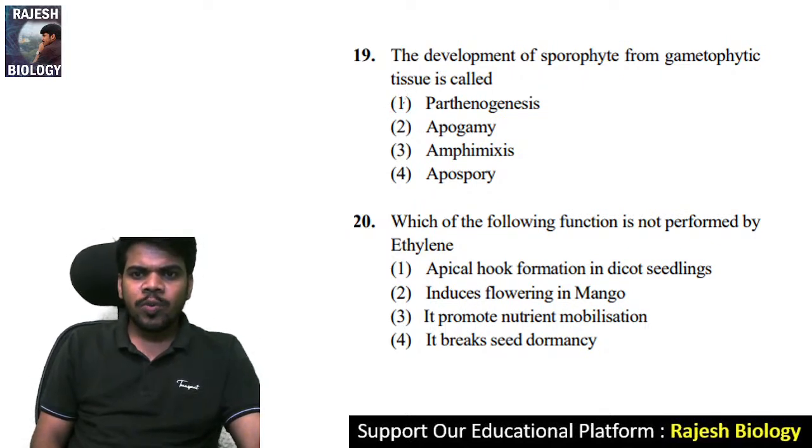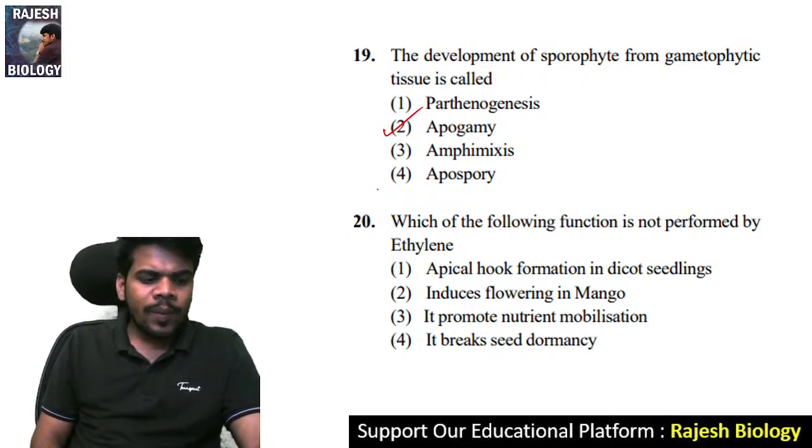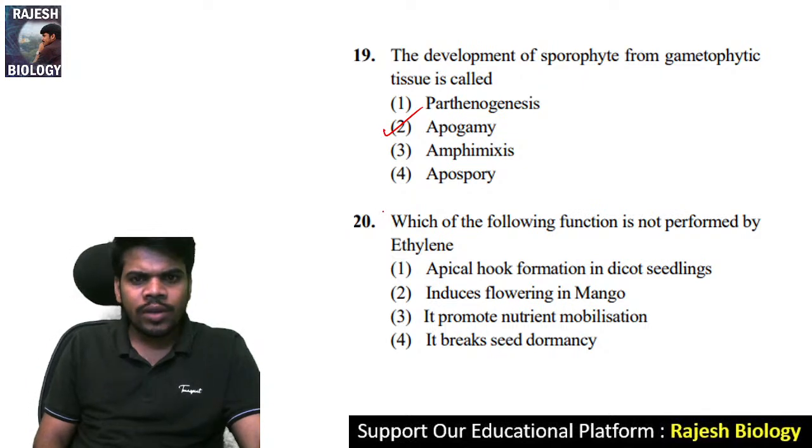The development of sporophyte from gametophytic tissue is called, 19th question. It is apogamy, not apospory. It is apogamy. Come to the 20th question.